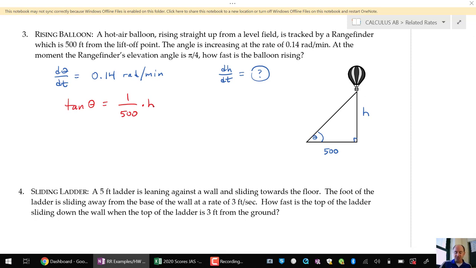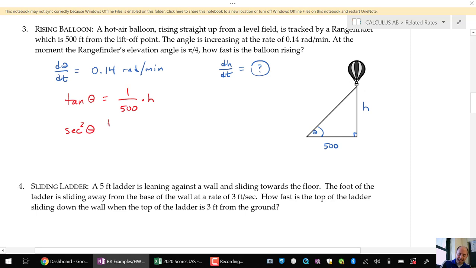What's the derivative of tangent? That would be secant squared theta, times d theta dt. Chain rule. The derivative of 1 over 500 times h would be 1 over 500. Chain rule. Times dh dt. So what else do we know here?